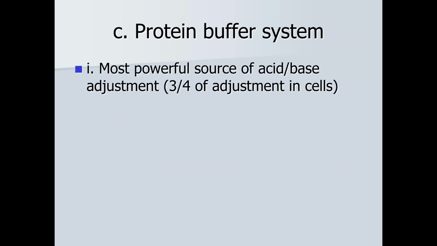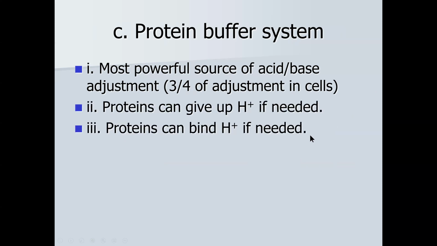Then we have the protein buffer system, the most powerful source of acid-base adjustment, three-quarters of all the adjustment in the cells. Remember, protein is in high concentration in the intracellular fluid and the intravascular fluid, but very low concentration in the interstitial fluid.